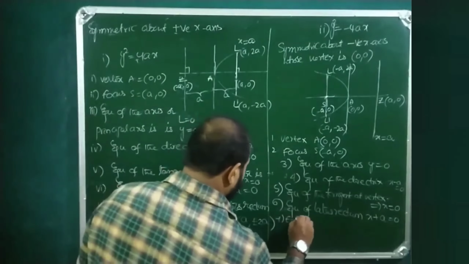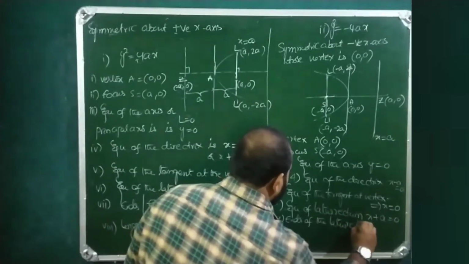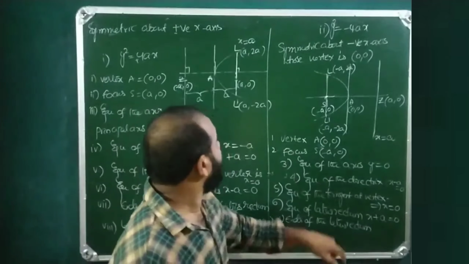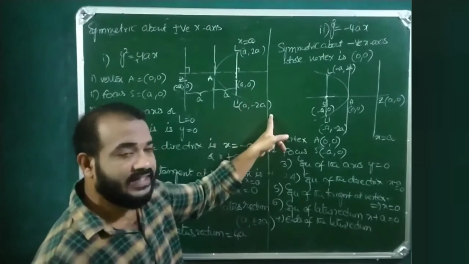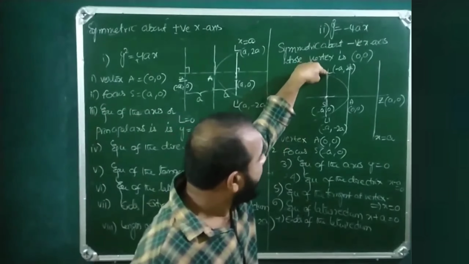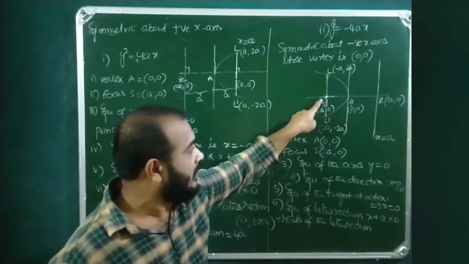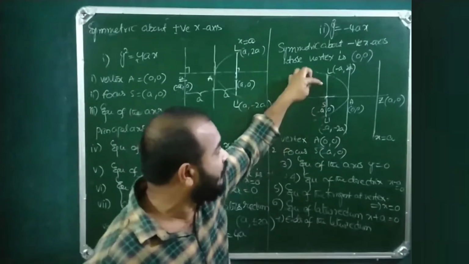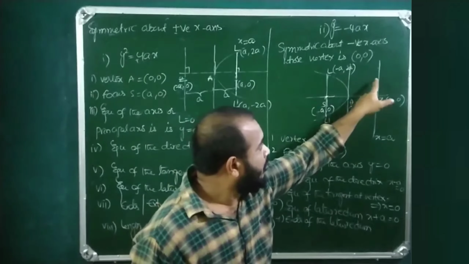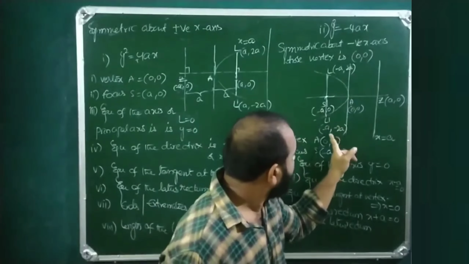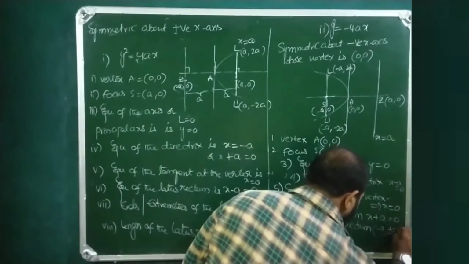Ends of the latus rectum. Here, this is the first and fourth quadrants. First quadrant is plus plus, fourth quadrant is plus minus. Here, it is the second and third quadrants because the parabola is symmetric about the x-axis. Minus plus, minus minus. That is minus a comma plus or minus 2a.